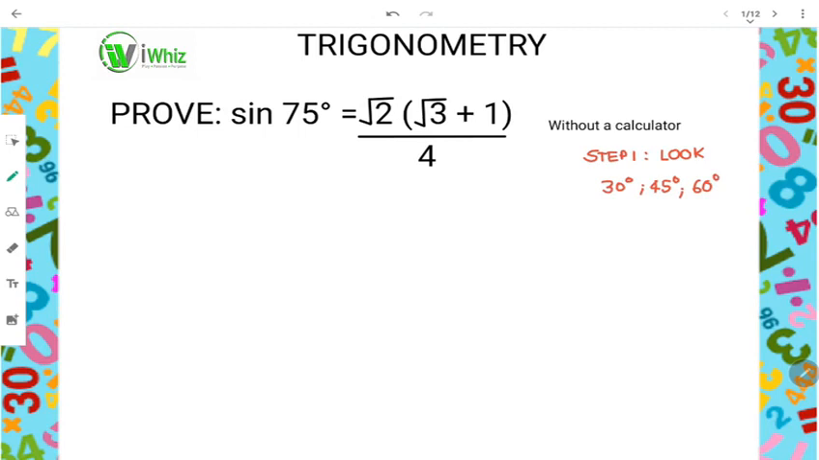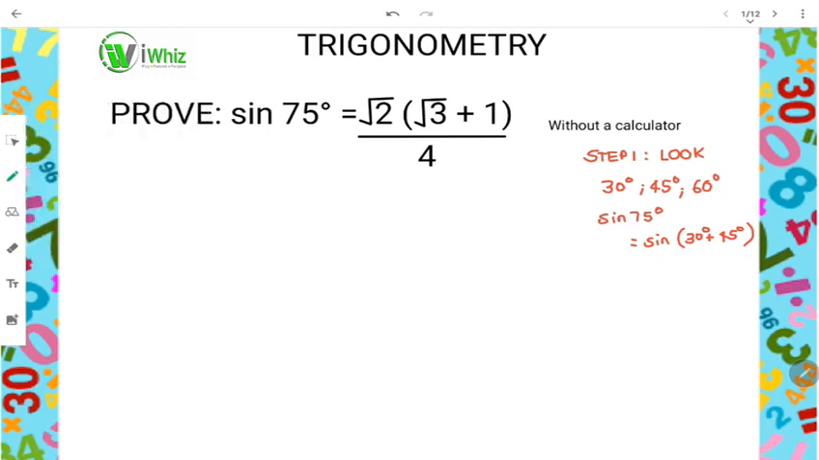What do we know about the number 75? If we were to write the sine of 75 as an angle of 30, 45 or 60, I can say that it is equal to sine of 30 degrees plus 45 degrees. That would give me 75. We can therefore use the compound angle formula that we just learned.